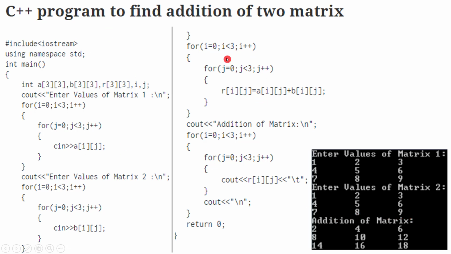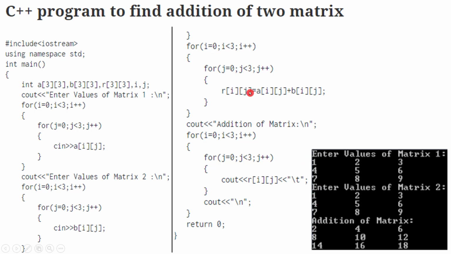On the right side, see, you are adding the values of the A matrix to the B matrix, and you're storing in the R matrix, which you already defined here. So R[i][j] is equal to A[i][j] plus B[i][j]. So for the 0th position, i and j at position 0, this position is equal to 1 plus 1. So 1 plus 1 will give you 2.